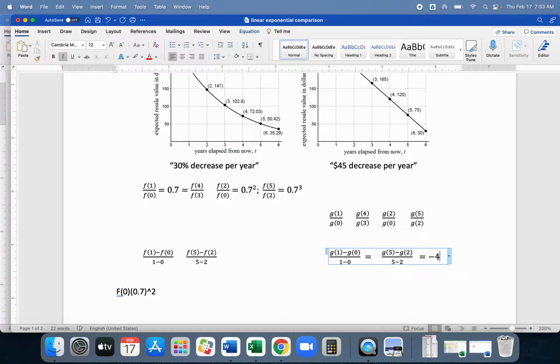And they all come out to be negative 45, regardless of how far apart the points are, regardless of where on the line, where in time, context speaking, we're talking about. If I pick any 2 points that are on that graph, if I pick the value of the phone at any 2 points in time, and I do these sorts of subtractions, it's always going to come out to be this negative 45, which indicates that decrease of $45 per year. The numerator here is dollars, the denominator is years.